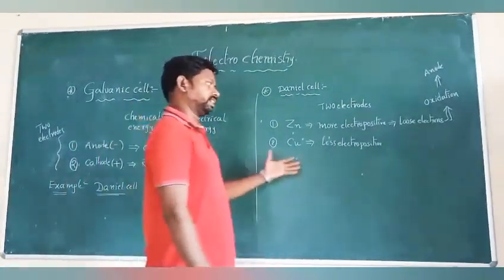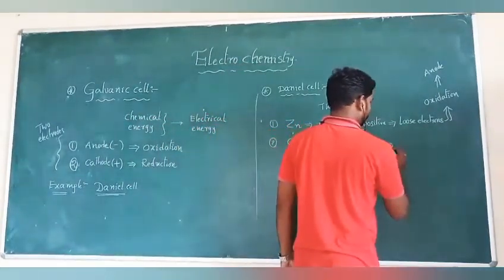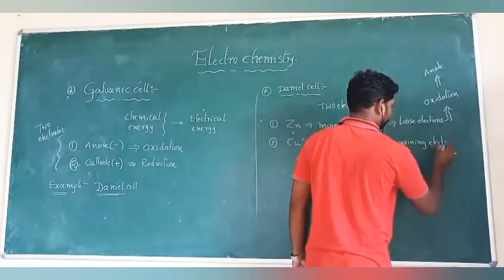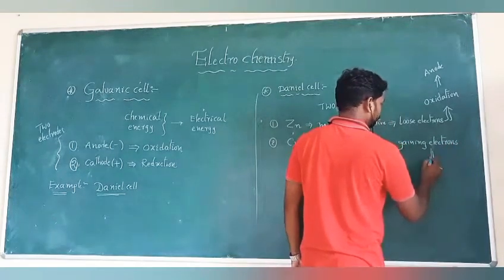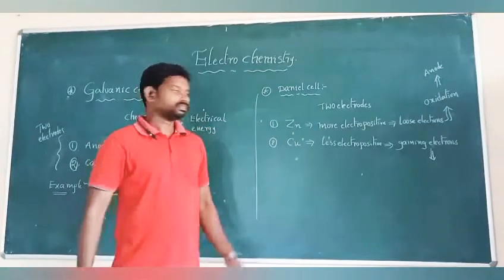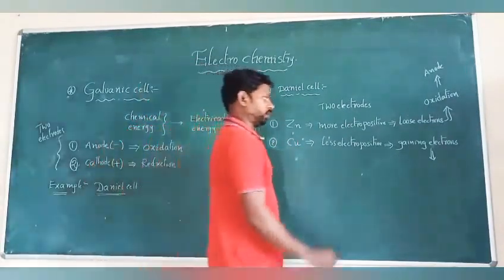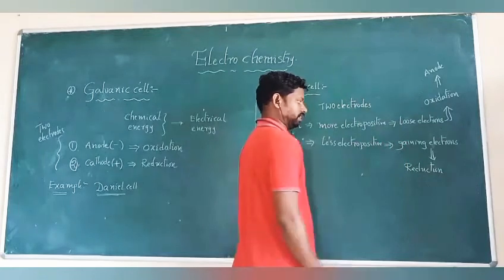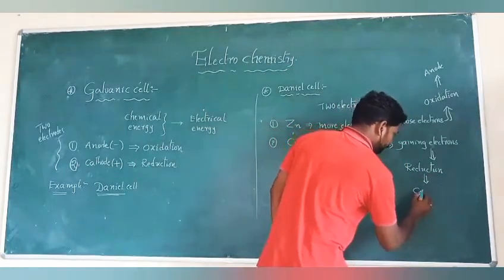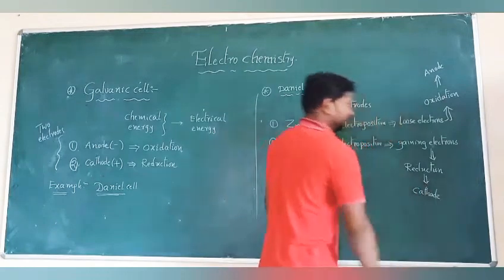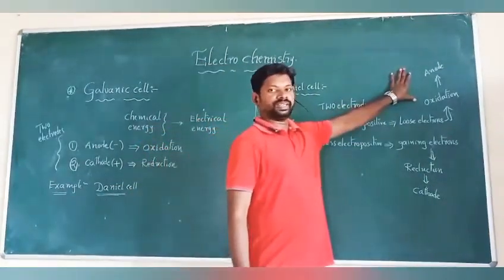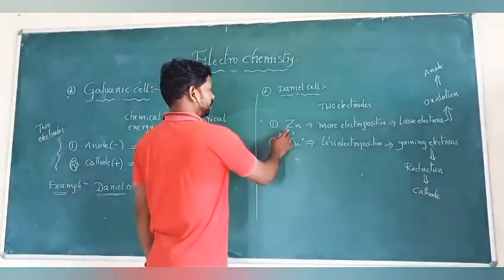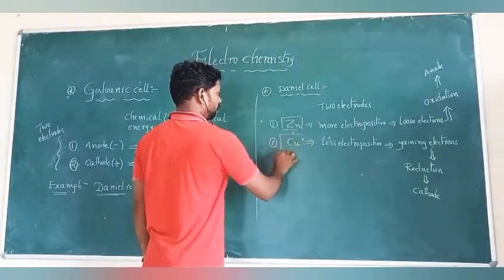What about the cathode? The cathode gains electrons because it is a less electropositive element. Gaining electrons is called reduction. Here copper undergoes reduction, so the copper we call the cathode. At the anode, oxidation always takes place; at the cathode, reduction always takes place. Zinc is the anode, and copper is the cathode.